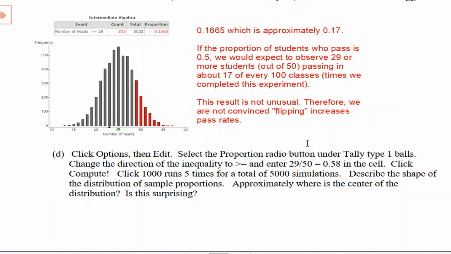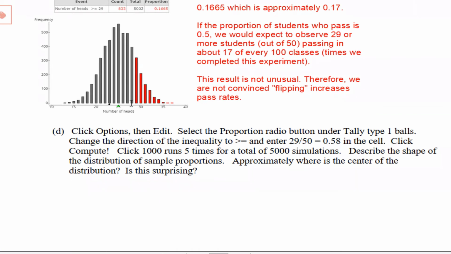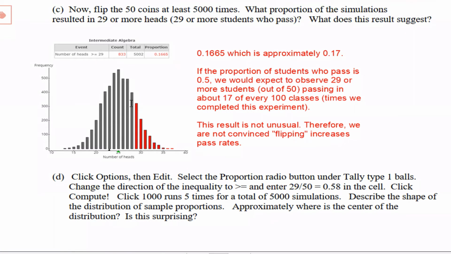What I want you to notice is one thing right out of the gate. What do you notice about the shape of the distribution of potential outcomes? It's pretty bell-shaped, which suggests perhaps there are circumstances under which we could use a normal model to describe these outcomes. That's just a little foreshadowing for you.